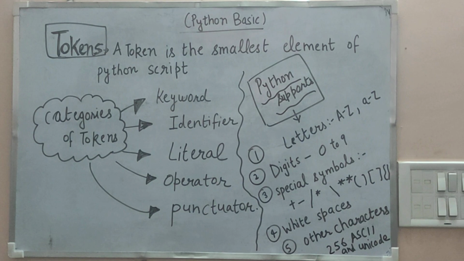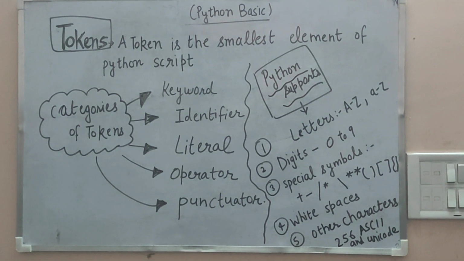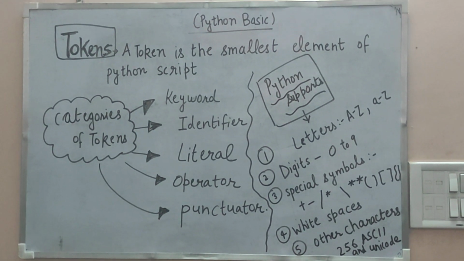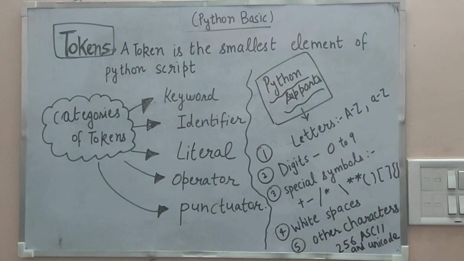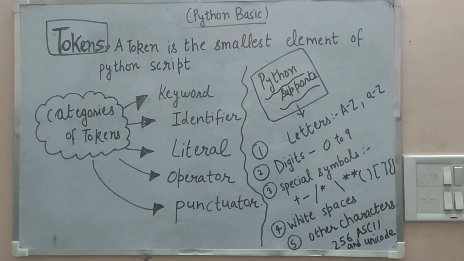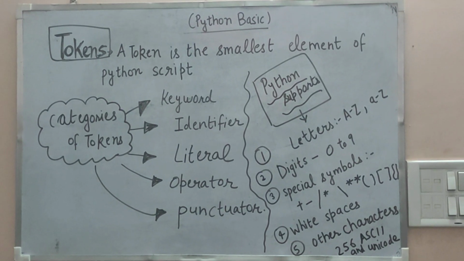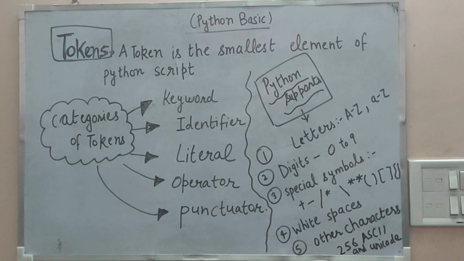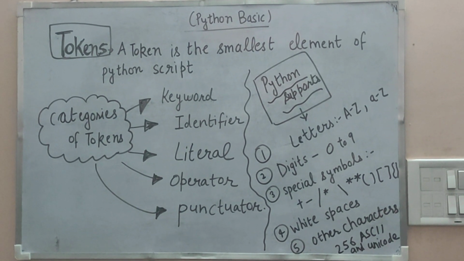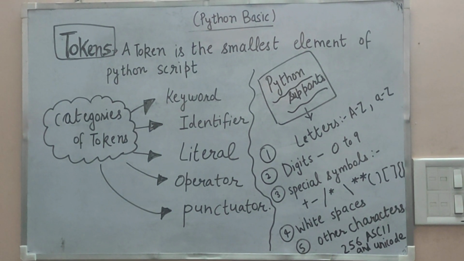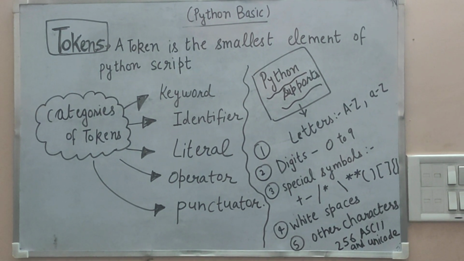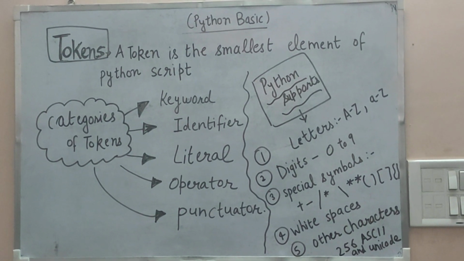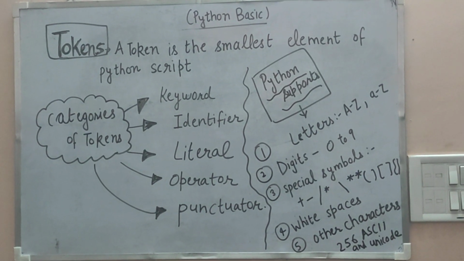And a script is also known as a program, or you can say program code, in which we write a set of instructions that is followed by Python. And in script mode, Python interprets line by line the commands and gives the particular result, right? So a token is basically the smallest element of a Python script. Now you got it, right?